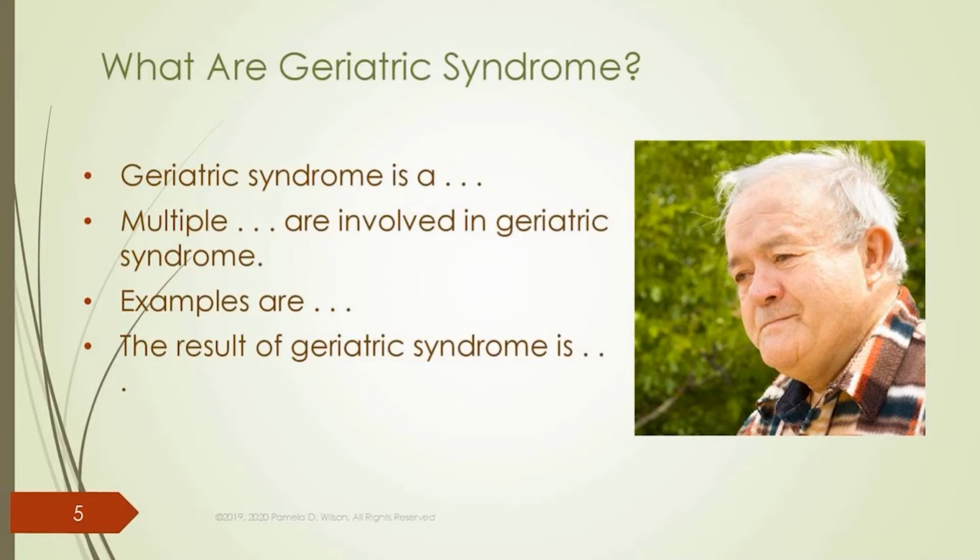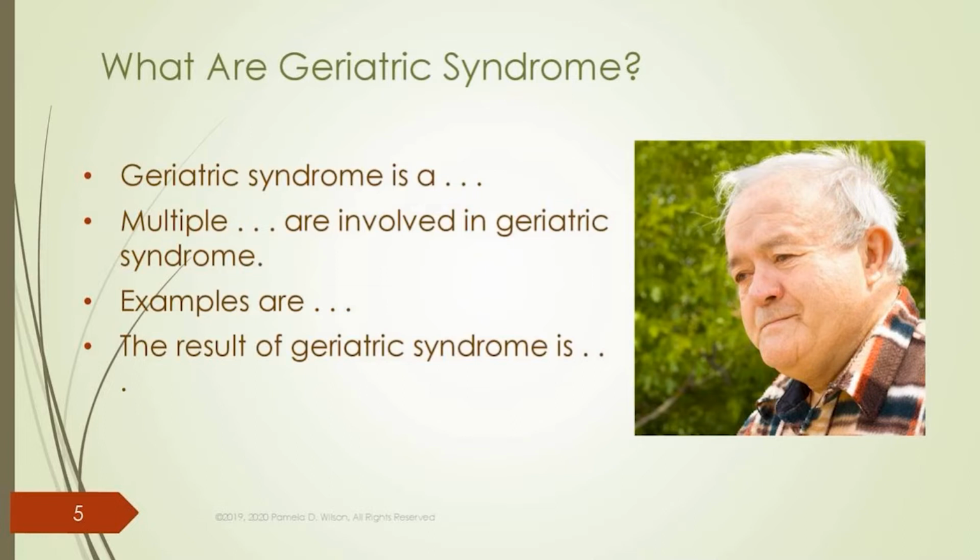So the effect of all of these parts and pieces coming together creates this perfect storm that turns into a geriatric syndrome that usually results in being admitted into a hospital or a nursing home. It can result in increased disability, and sometimes, if not caught early enough, it can result in death.